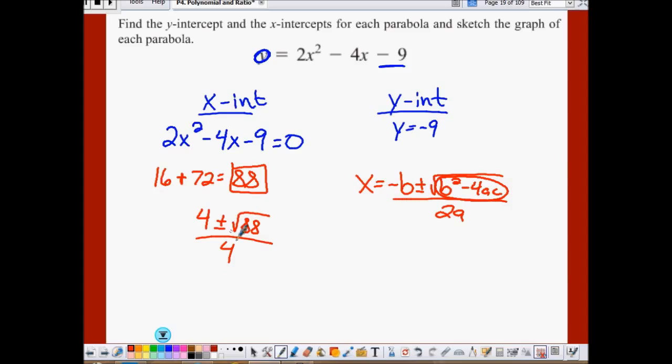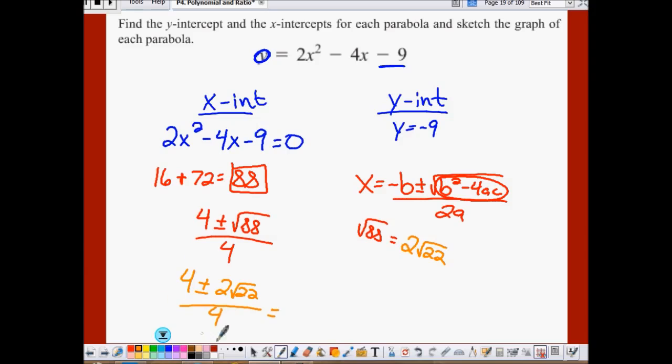Drake, do you know of any special or any perfect square roots in 88? Think about what you know the square root of. You know the square root of 4, 9, 16, 25, 36. It's a small one. 4. You can split the square root of 88 into the square root of 4 times the square root of 22. Everybody good with that? And 22 won't break down again because the only thing we know is square root of 2 times square root of 11. We don't know either one of those. So we now have 4 plus and minus 2 root 22 over 4.